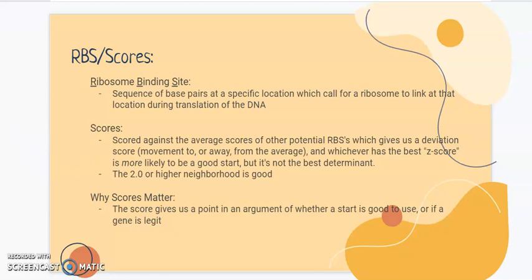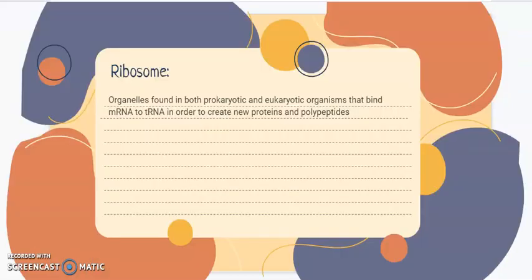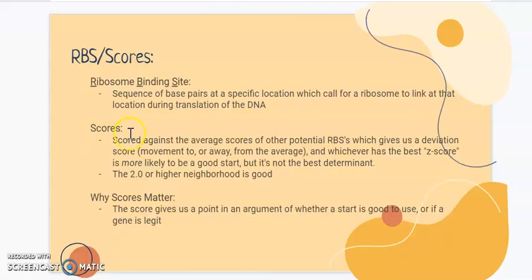Okay, RBS and scores. RBS is the ribosome binding site. This is where the ribosome binds, hence the name. It's a sequence of base pairs at a specific location which calls for a ribosome to link onto that location during the translation of DNA. Then the ribosome can go about its purpose.